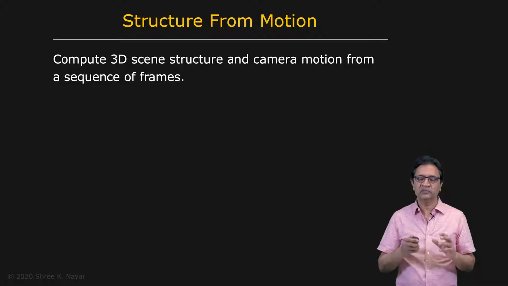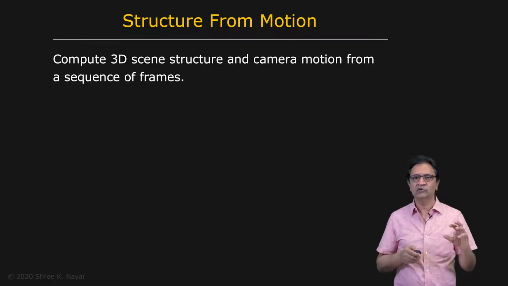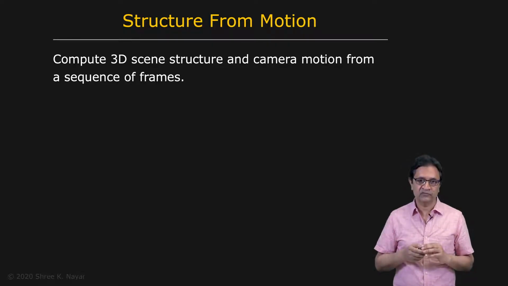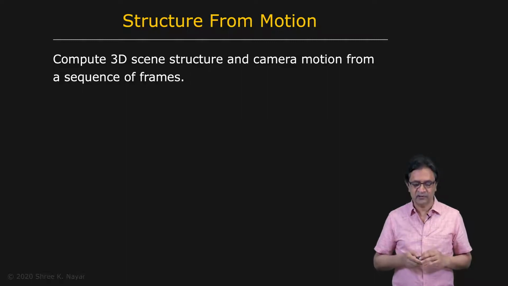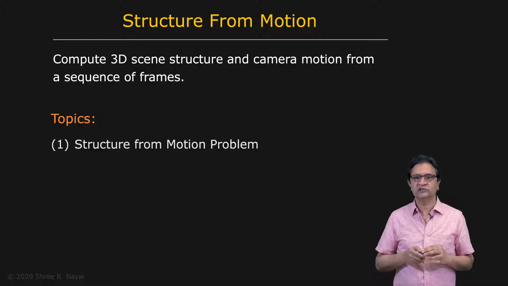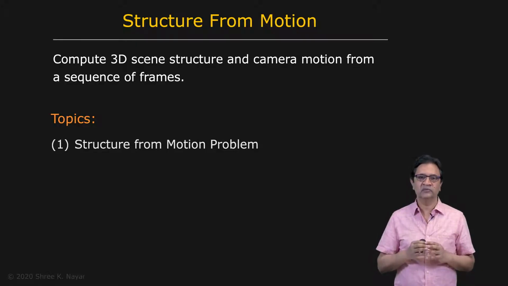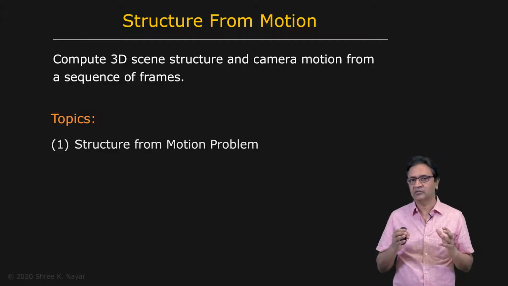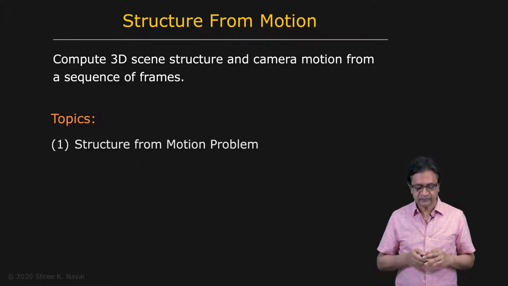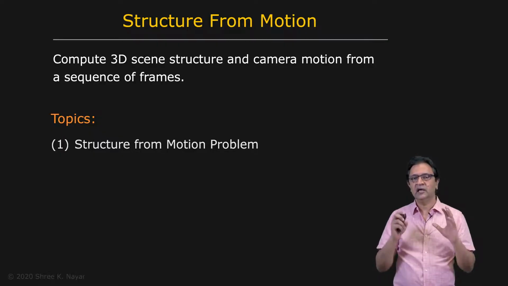So we wish to develop a technique for computing the three-dimensional structure of a scene and figuring out how the camera moved from a sequence of frames or images, essentially a video. So first, we're going to start by setting up the structure from motion problem. We're going to see how one can formulate the problem and what are the parameters that we are actually looking to recover.